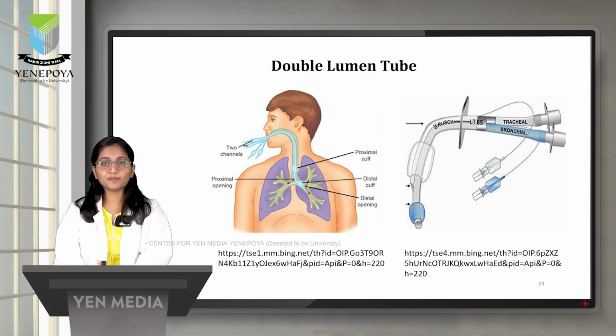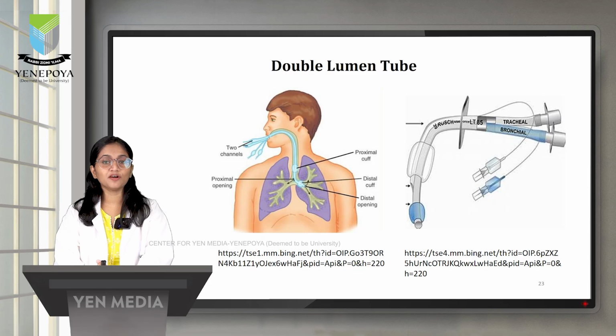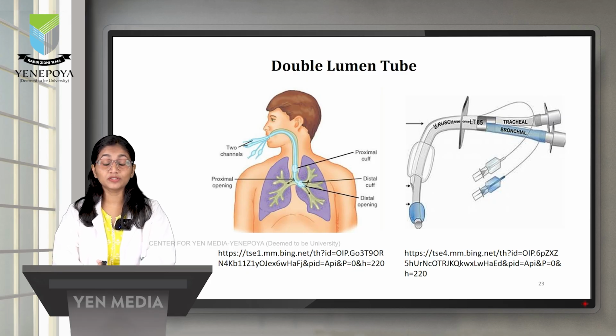So this is an image of a double lumen tube. As you can see in the second image, it has a tracheal lumen and a bronchial lumen. For the tracheal lumen, we have the tracheal cuff, and for the bronchial lumen, there is a bronchial cuff. So the first image shows how the double lumen looks once it is inserted into the airway. The tracheal lumen opens in the trachea of the patient, whereas the bronchial lumen opens in the main stem bronchus.